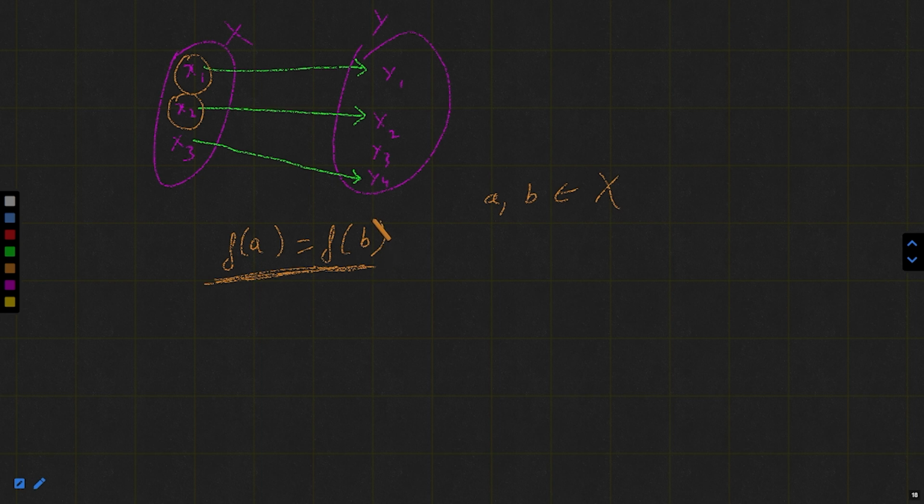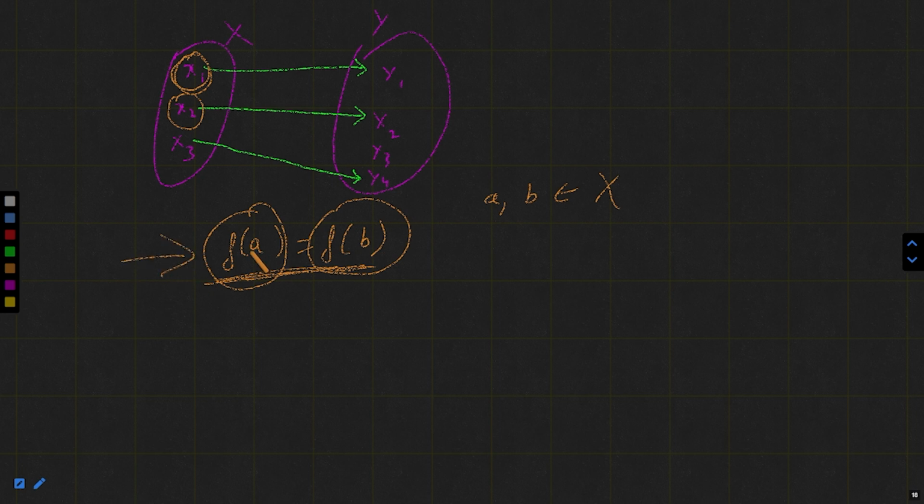F of a is equal to f of b? No, there are no two distinct elements such that their output will be the same. As you can see from here, if the input is x1, the output is y1. If the input is x2, the output is y2. If the input is x3, the output is y4.